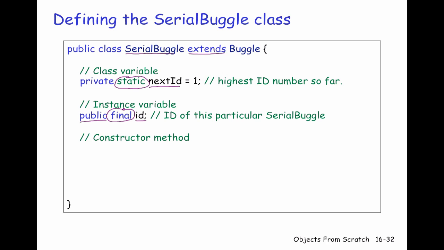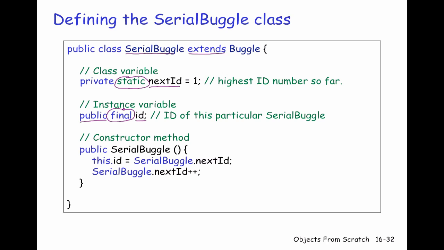And now let's take a look at the constructor method for SerialBuggles. So all we need to do when specifying a constructor method for a subclass of Buggle is what's different than the default constructor method for Buggles. So here all we need to do is talk about how we're going to manipulate the id. All the stuff with positions and directions and colors and brush down will be handled automatically. So here is the entire definition of our SerialBuggle constructor.